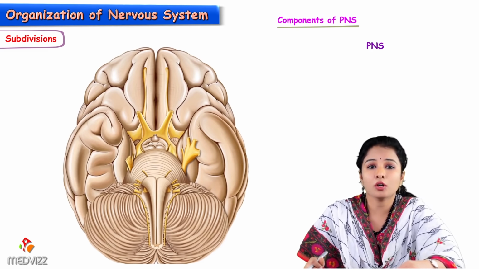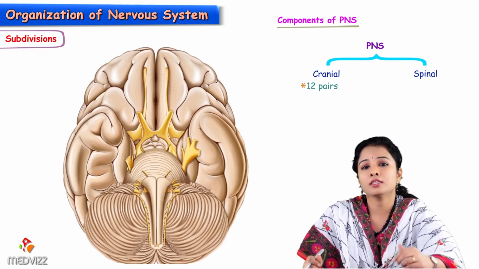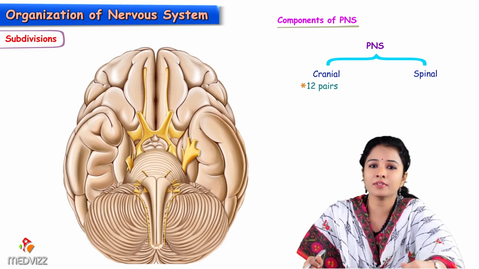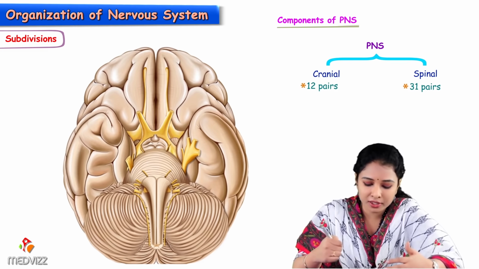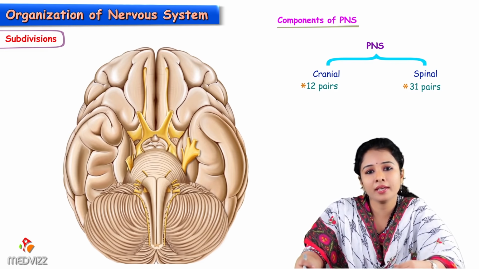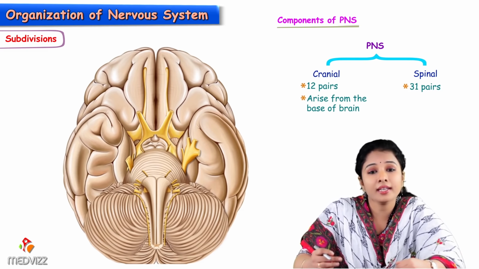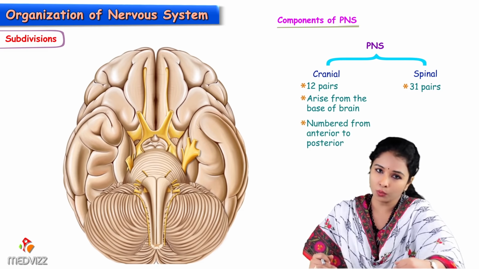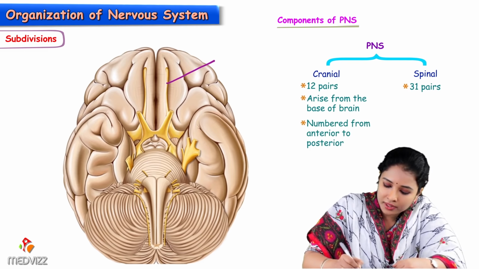Peripheral nervous system also consists of cranial nerves and spinal nerves. There are 12 pairs of cranial nerves and 31 pairs of spinal nerves. Here we can see the picture showing the base of the brain, where the 12 pairs of cranial nerves arise from the base of the brain, and they are numbered from anterior to posterior.